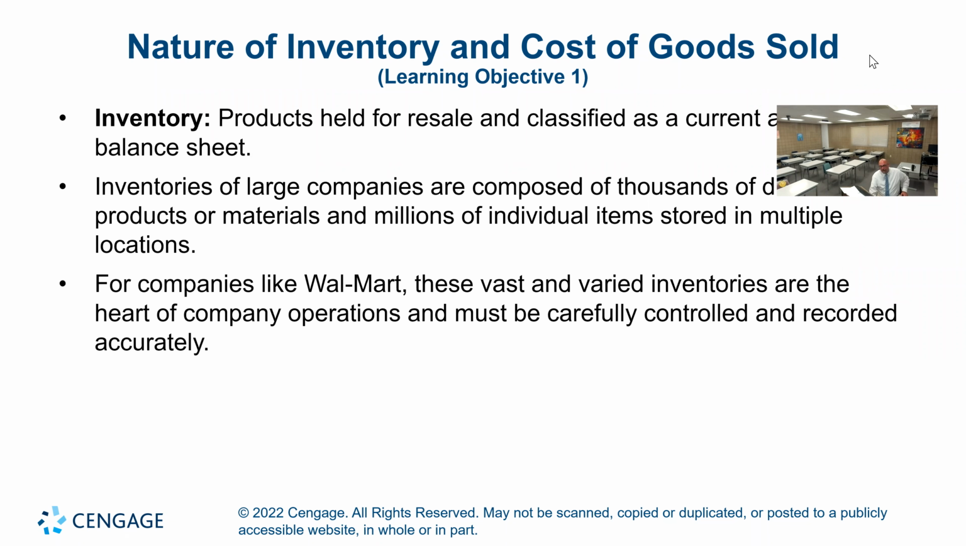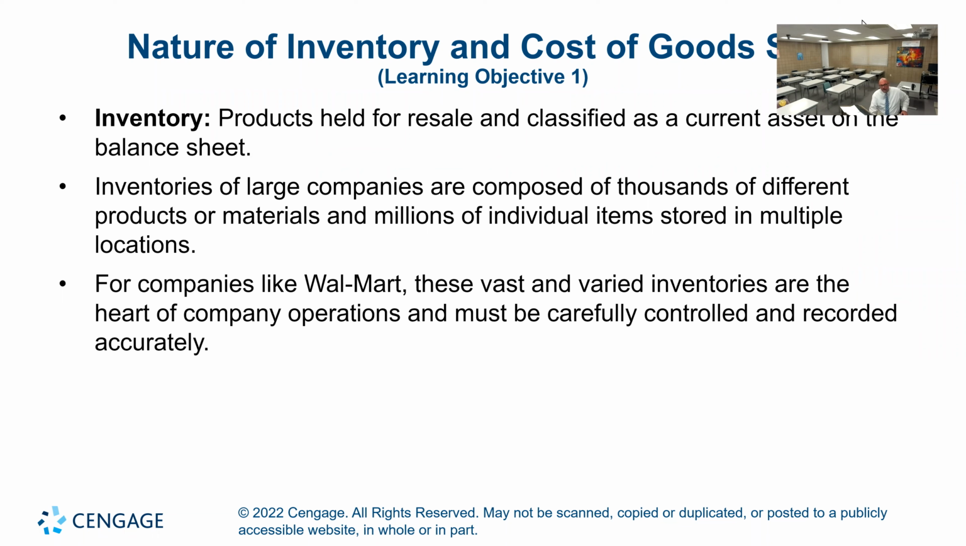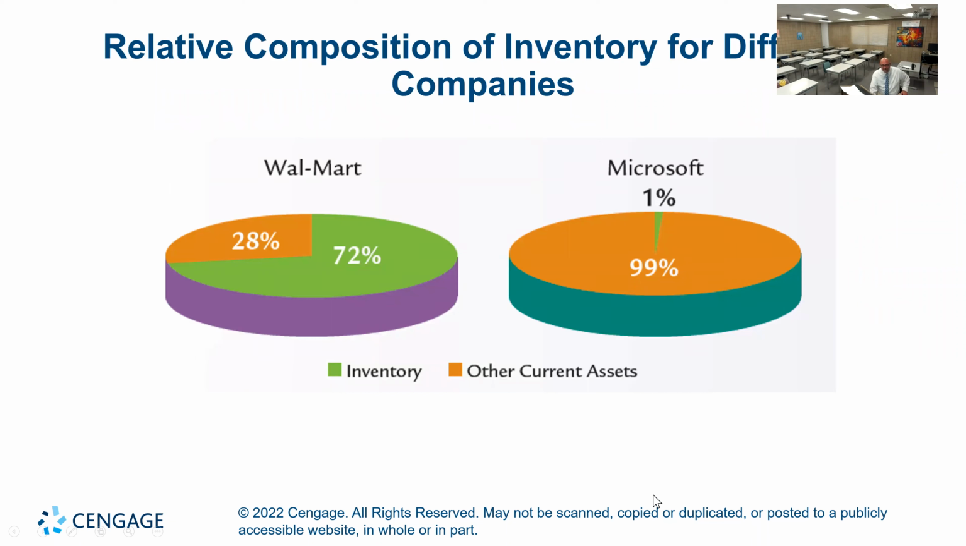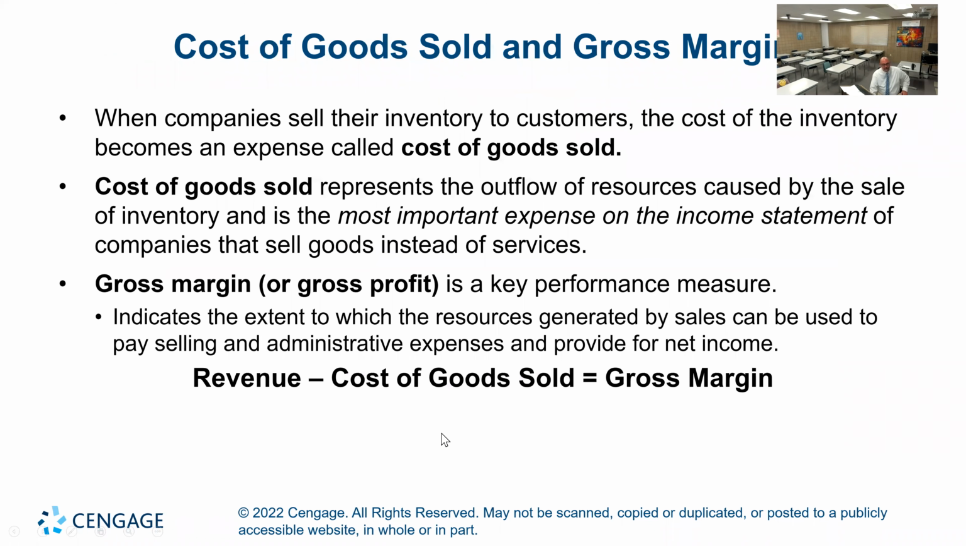I'm sure you've all heard the term inventory. It is products held for resale and classified as a current asset on the balance sheet. It's something that you buy that you intend to resell in the future. Some companies have a lot of inventory. Think about Walmart: almost everything in there is for resale, so that inventory account would be huge. Whereas Microsoft sells products, but they only make enough iPhones to sell. They don't have a big stock sitting around waiting to go out. So their inventory is a lot smaller compared to the other current assets.